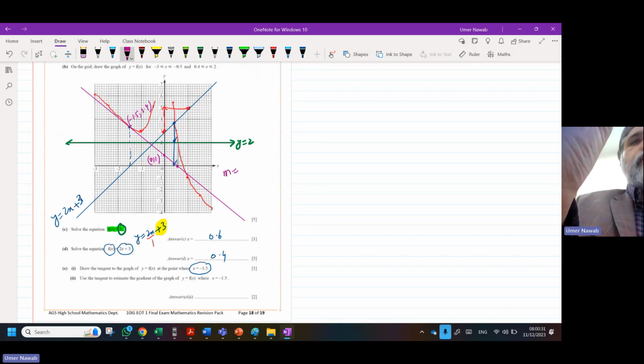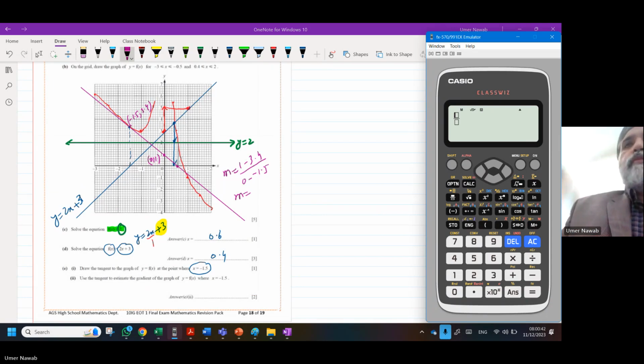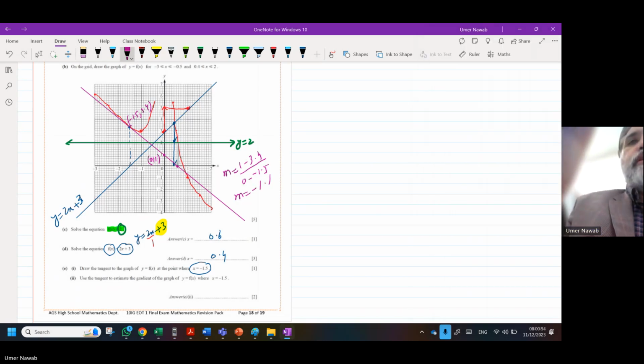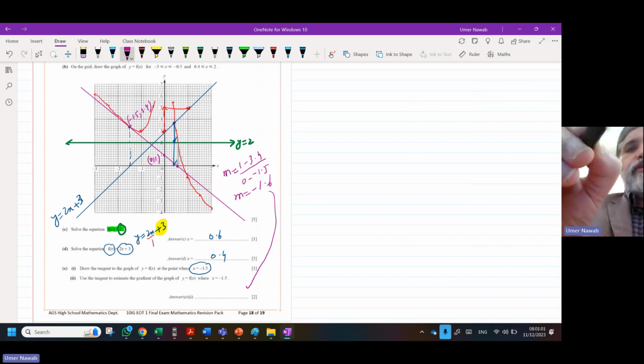The gradient is y2 minus y1, that is 1 minus 3.4 over 0 minus minus 1.5. So m is equal to 1 minus 3.4 over 0 minus minus 1.5. It gives you minus 1.6. That is the gradient. So use the tangent. Yeah, the answer will be written here, minus 1.6.